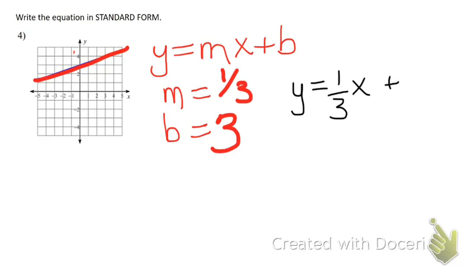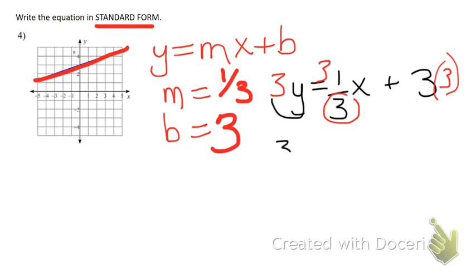Now, if they didn't specify what form to write the answer in, that's a perfectly good equation of the line. But the directions here say to write it in standard form. So I have to get rid of the fraction and move the x to the other side. So to get rid of the fraction, multiply by the denominator, multiply everything by 3. So multiply by 3 here, multiply by 3 here, and multiply by 3 here. Okay? 3 times y is 3y. Bring down my equal sign.